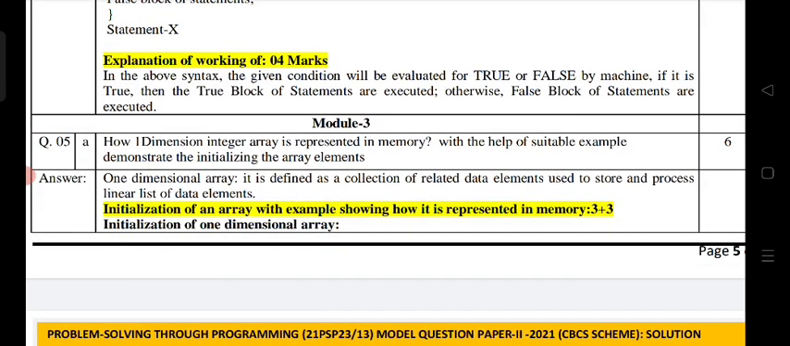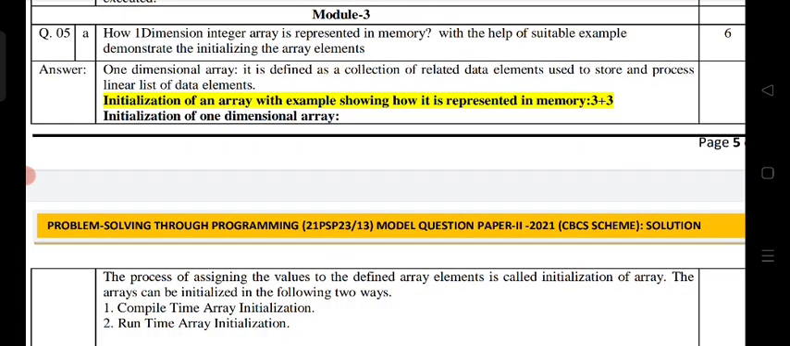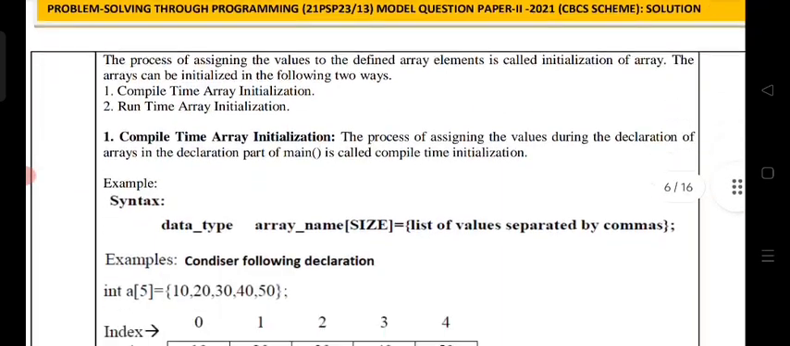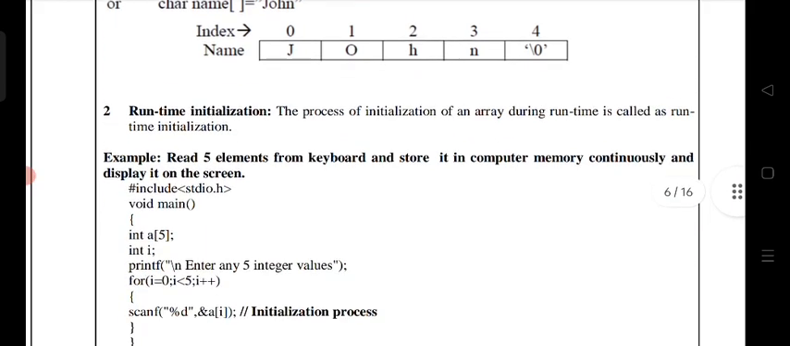The next question is how one-dimensional integer array is represented in memory. With the help of suitable example, demonstrate the initializing the array elements. So the initialization of an array with example showing how it is represented in a memory, for that 3 marks, right, and representing how it is stored in a memory, for that 3 marks. So this is an expected answer for this particular question.